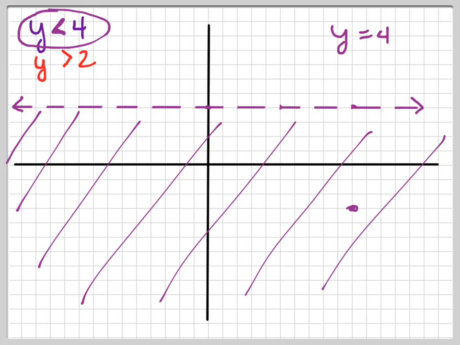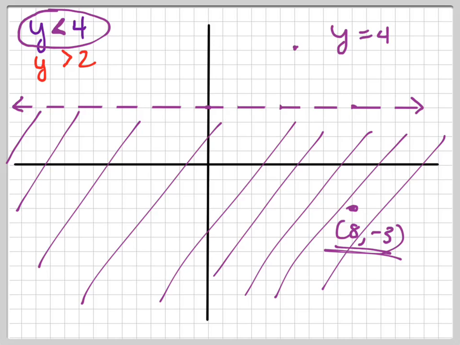Is y less than 4 for this point? Well, that point is 1, 2, 3, 4, 5. That's something like 8, comma, negative 3. Is y less than 4 true for this point? Yes, it is. And so that's why this is shaded in. Is y less than 4 true for this point up here, which is 5, comma, 8? No, y is not less than 4 there. And so this picture represents all of the points where y is less than 4 is true. All that shaded picture right there represents all those points.